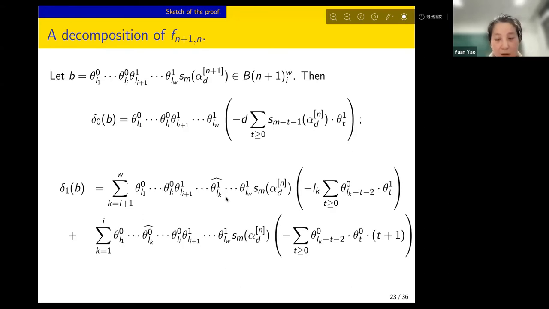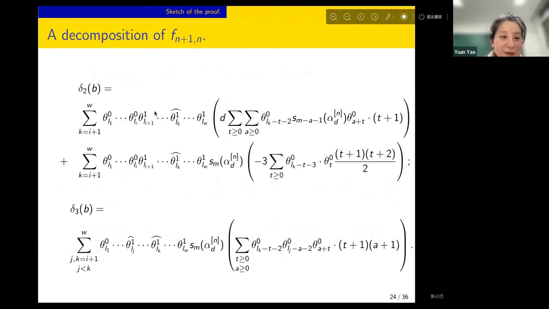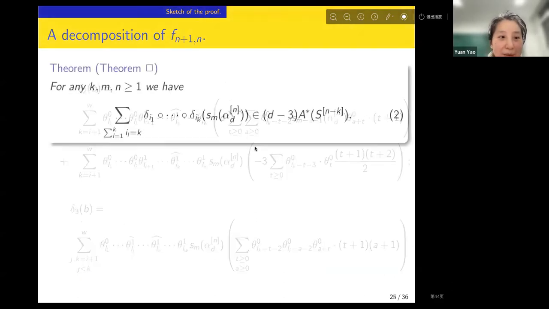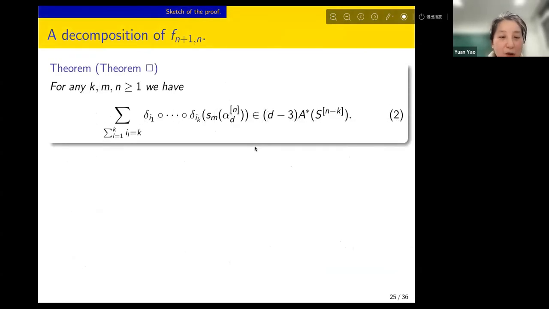Yeah, it's a bit complicated about the delta 2. So the number of theta 0s increases by 2, and the number of theta 1s has to decrease by 1. Okay, so also delta 3. They're a bit complicated. But we have our formula, the theorem. The theorem implies our main theorem.